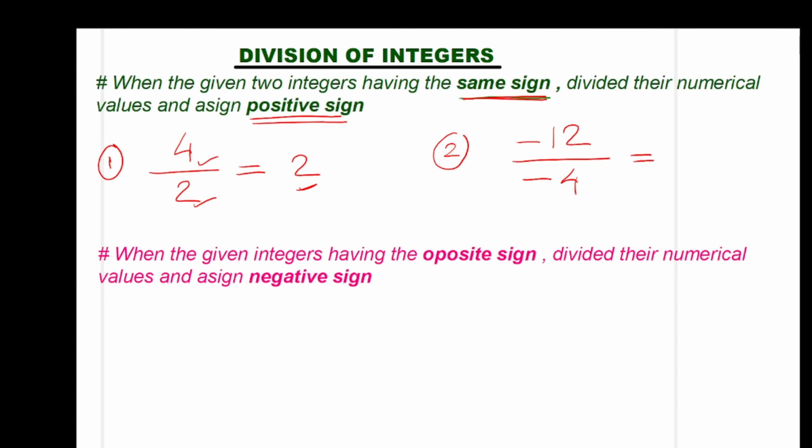Then we just have to divide the numbers. 12 divided by 4 will be 3. The answer will also be positive. Okay.